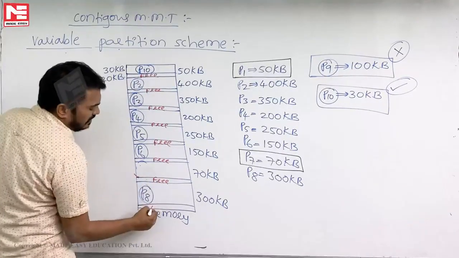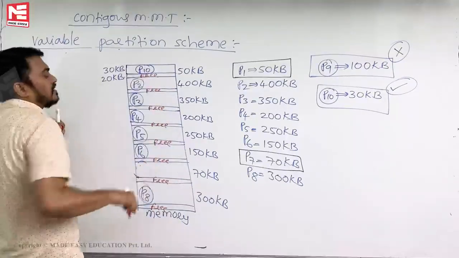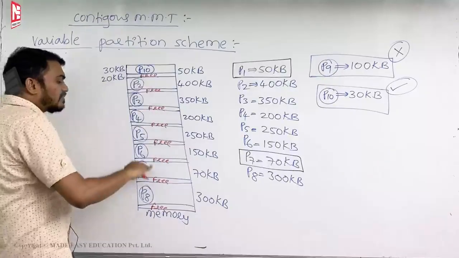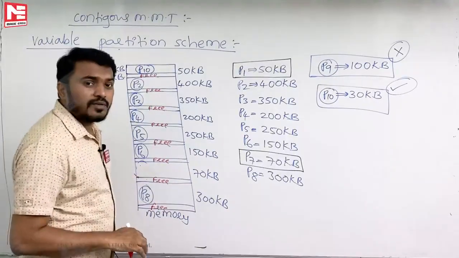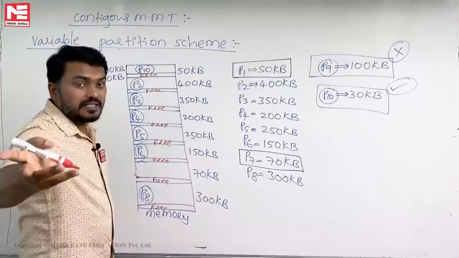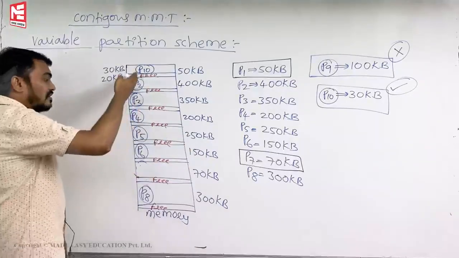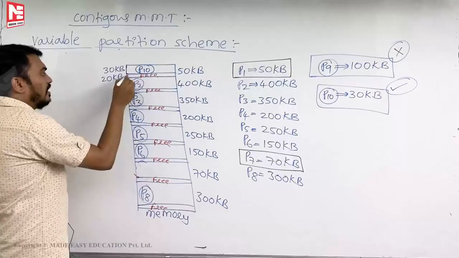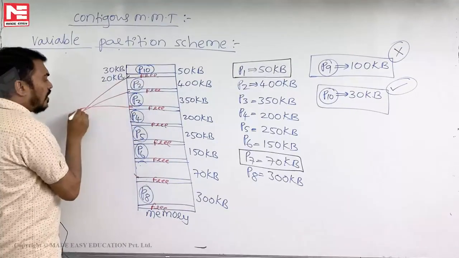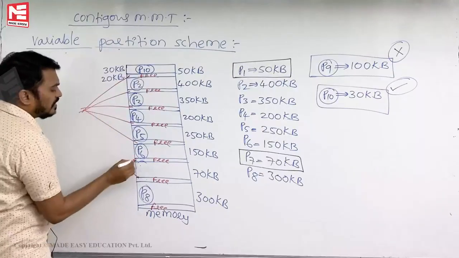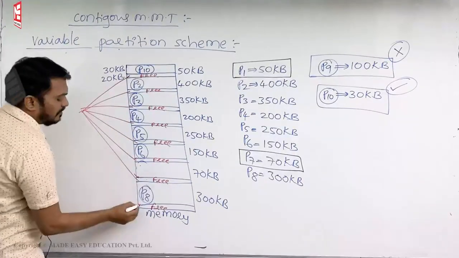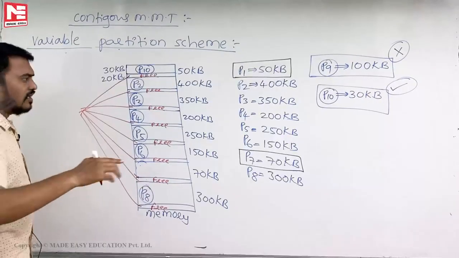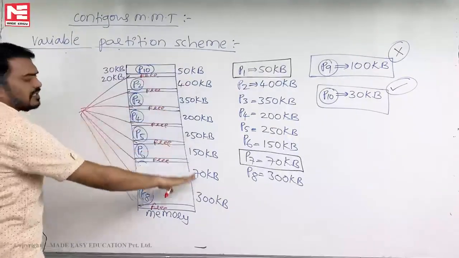Now tell me, if any larger process comes, can you make use of this memory here? No, not possible. Why? Because that is not continuous. So even though this much memory is freely available, you cannot make use of it. So all this is called as what? External fragmentation. Okay, copy the new diagram, a rough diagram, no need to write the exact values.